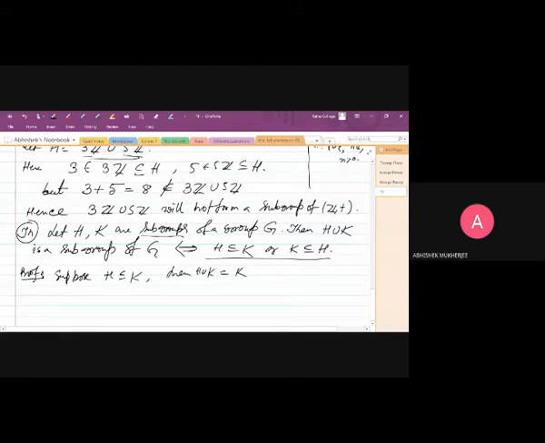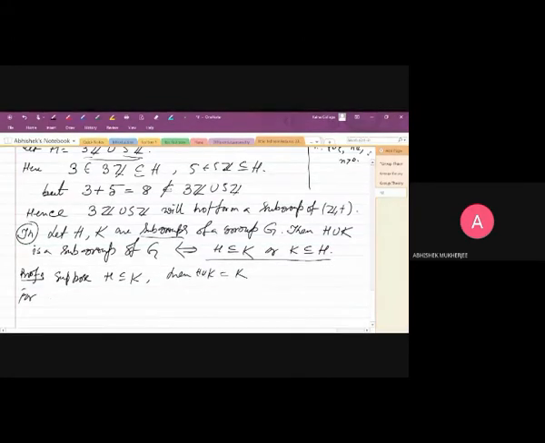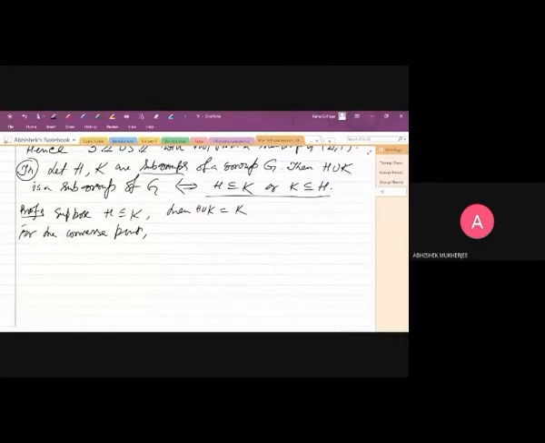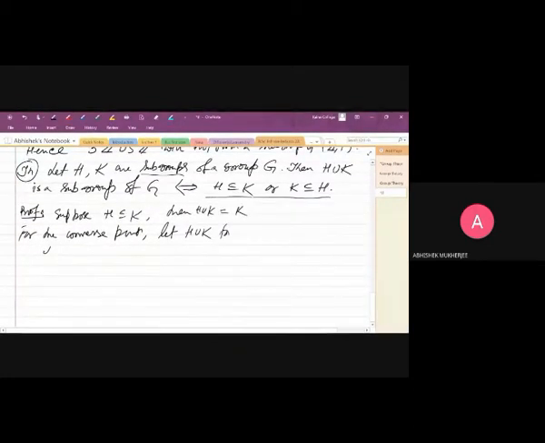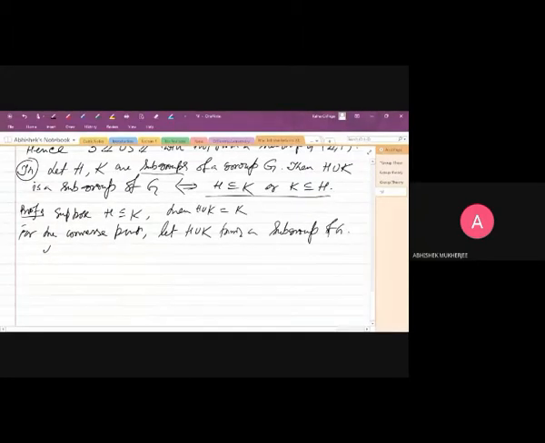But for the converse part, let H union K form a subgroup. Okay. So it forms a subgroup of G. Then what is to be done?